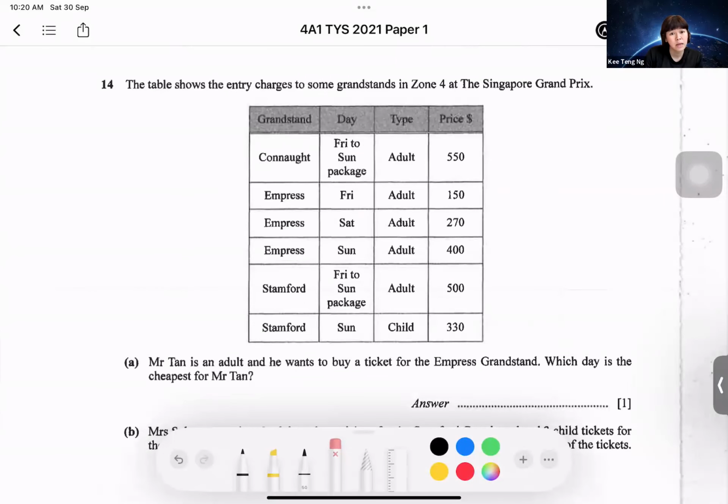Question number 14: the table shows the entry charges for some of them at Zone 4 in Grand Peaks, right? Mr. Tan is an adult and he buys the tickets for the Empress Grandstand, but on which day is it cheapest? For Empress, we have this 3, right? So 150, which day is the cheapest? So Friday will be the cheapest. Okay, so Friday is the cheapest, so the answer will be Friday.